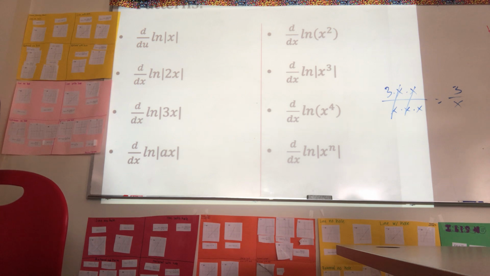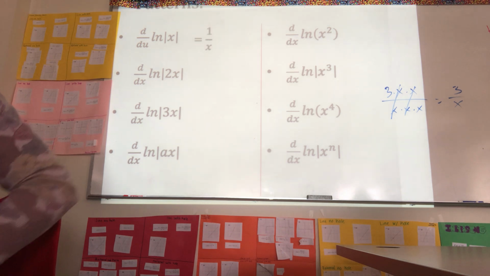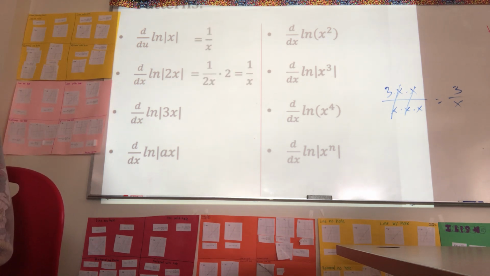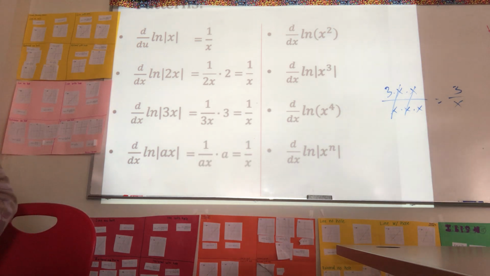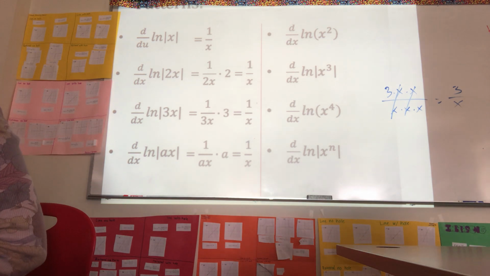Okay. Derivative of ln of x is 1 over x. Derivative of ln of 2x is 1 over x. 1 over x. 1 over x.